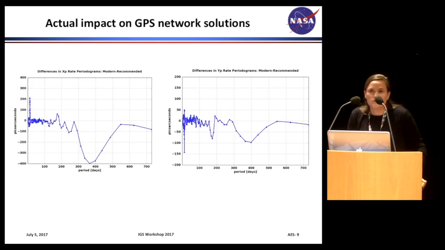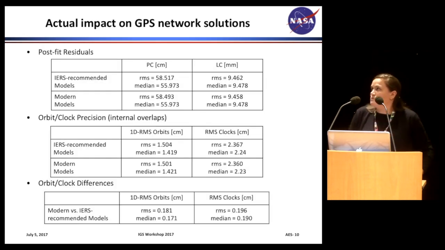So now we looked at what we usually look at for POD. The post-fit residuals, you can see a very, very slight improvement. Again, it's over 3 years. And you can see in the RMS values of the PC and LC residuals that it goes in the right direction, meaning that the modern models are reducing those residuals. We looked at our orbit and clock precision through internal overlaps, and again, it's very small, but it's in the right direction, at least for the RMS values.